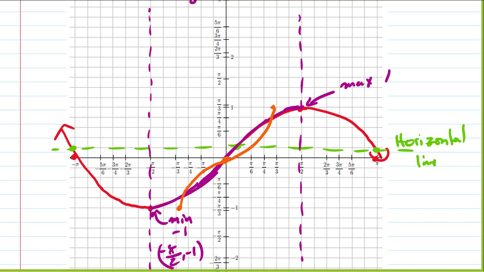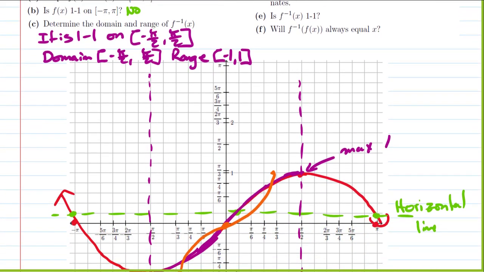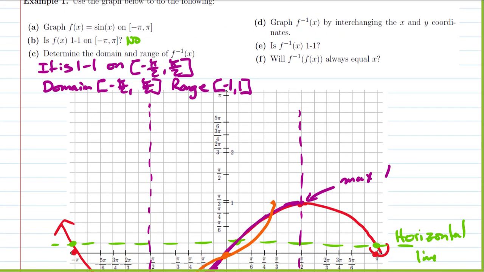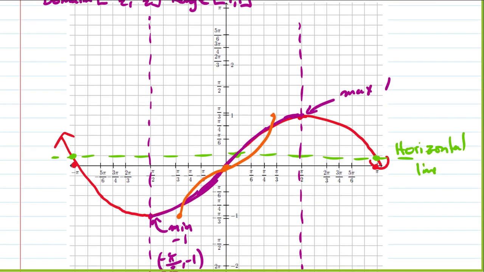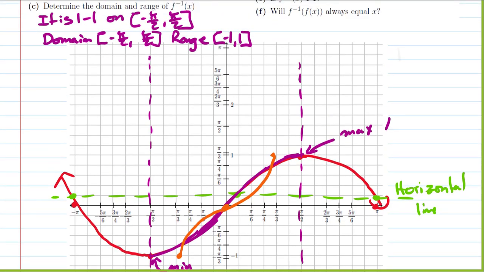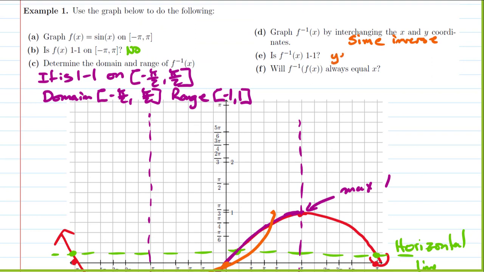And our function's going to look something like this. So that's going to be our graph of f inverse, or sine inverse, in orange. And since we inverted the reduced domain function, the purple one, this one is also 1 to 1, so yes.